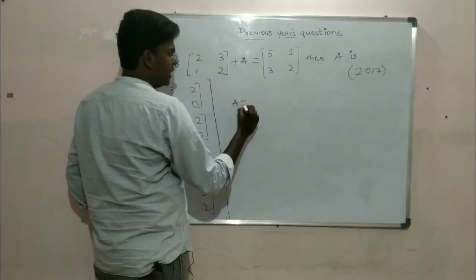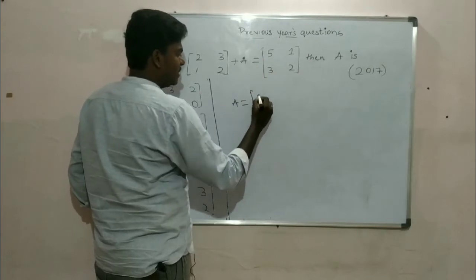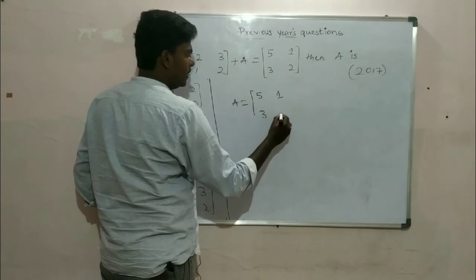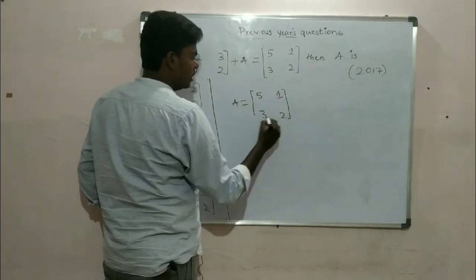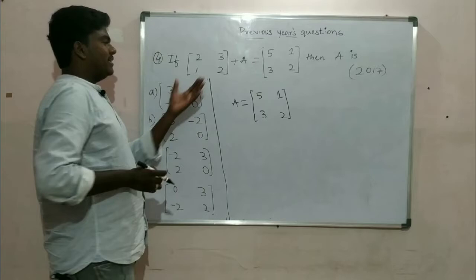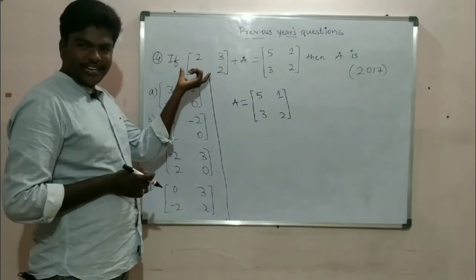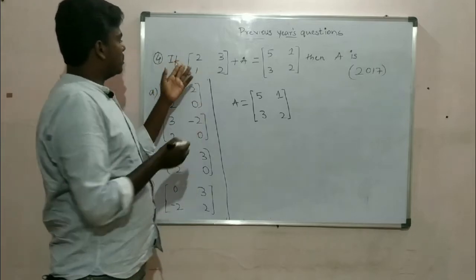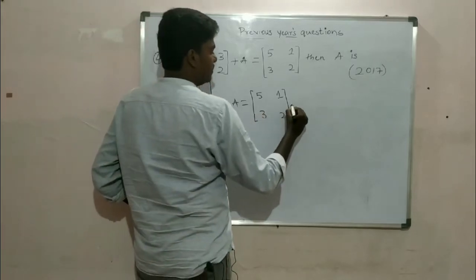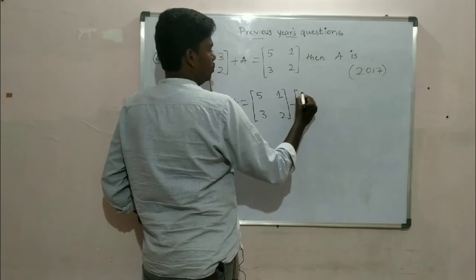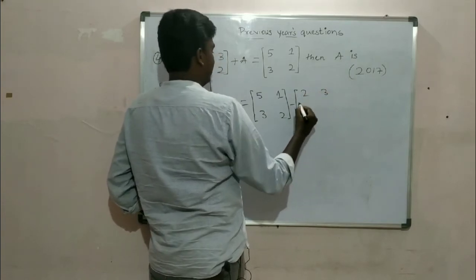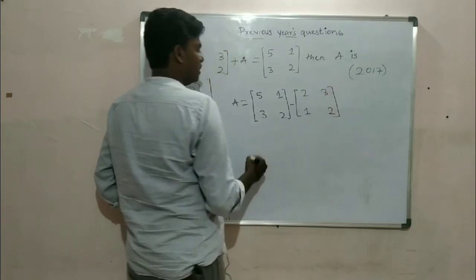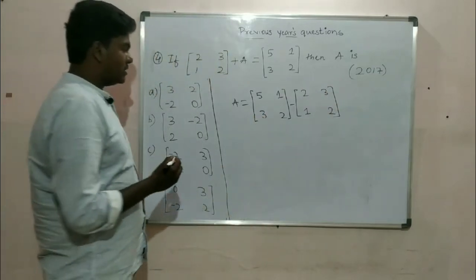I'll write this matrix as it is: 5, 1, 3, 2. I want A, is it? So this matrix is on the left hand side. I take this matrix to the right hand side. Here it is positive, it will become negative here: 2, 3, 1, 2. Now subtraction, subtract the corresponding elements. That's it.